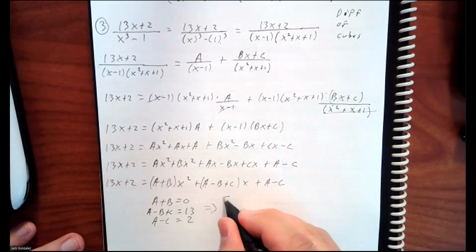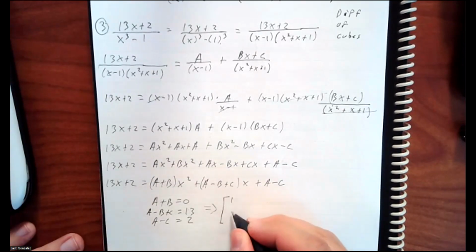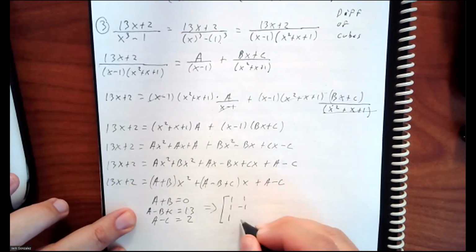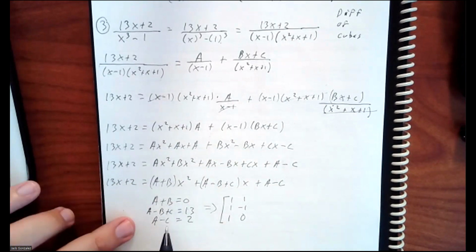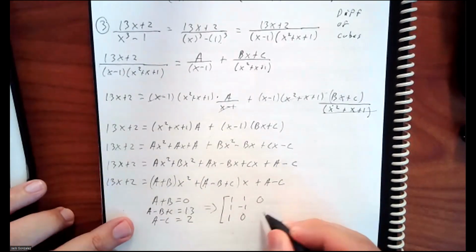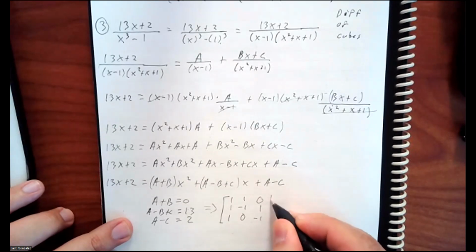So that will become 1, 1, 1 for all the a's in each equation. 1, -1, and 0 for equation 1, 2, and 3. There's no b here, so 0. There's no c. This has a 1 and -1. Augmented with this.